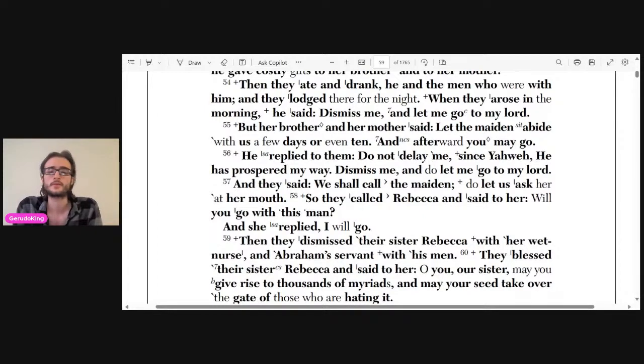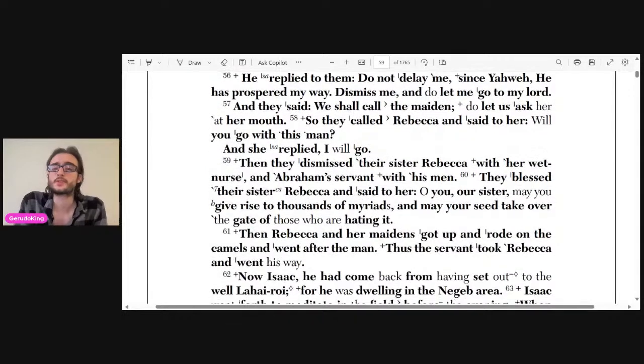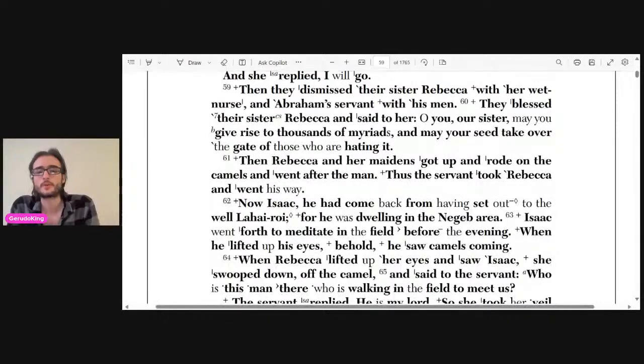So they called Rebekah and said to her, "Will you go with this man?" And she replied, "I will go." Then they dismissed their sister Rebekah with her wet nurse, and Abraham's servant with his men. They blessed their sister Rebekah and said to her, "O you, our sister, may you give rise to thousands of myriads, and may your seed take over the gate of those who are hating it."